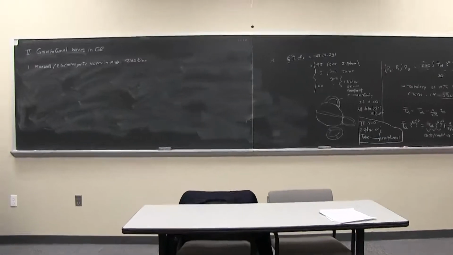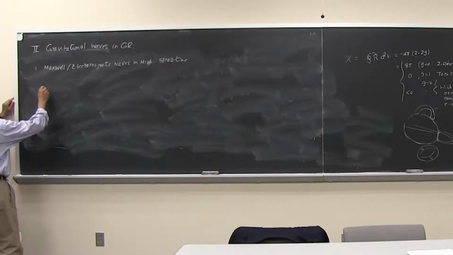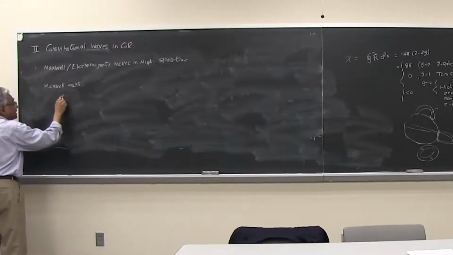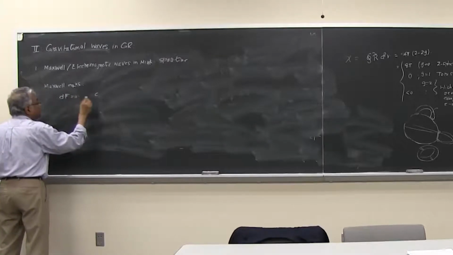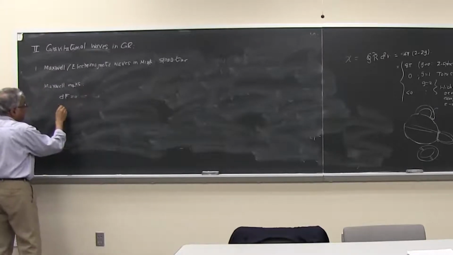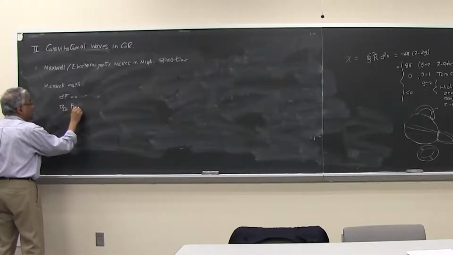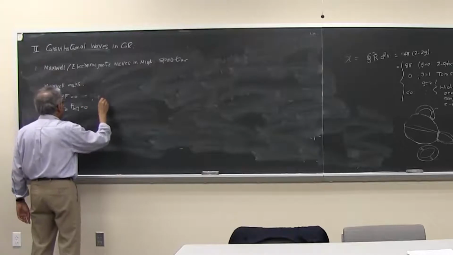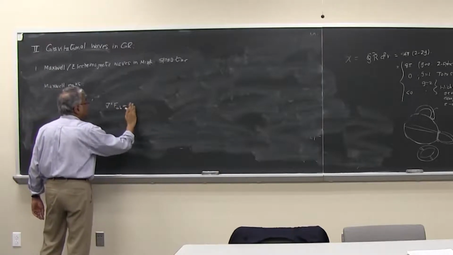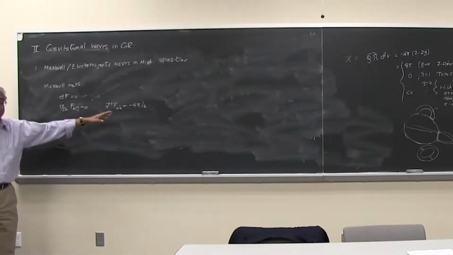Everybody knows about Maxwell's equations, so we just start with that. Maxwell's equations to begin with: dF equals 0, and the other equation, the divergence of F, is equal to 4π J, where J is a current density. These are Maxwell's equations.